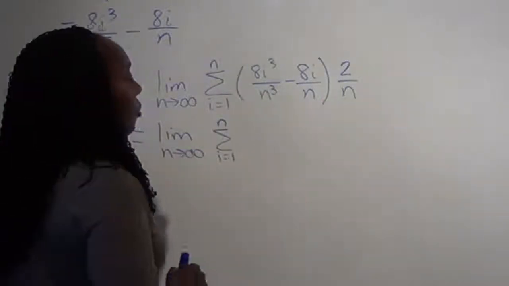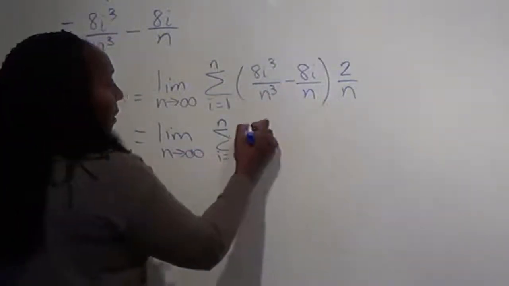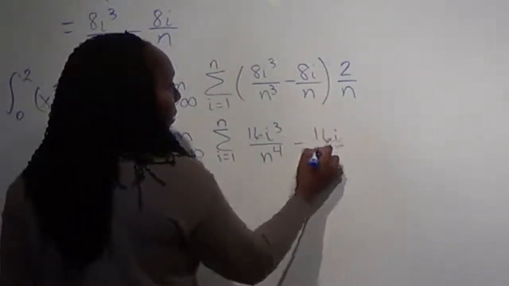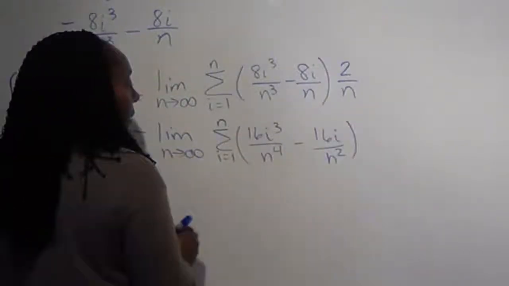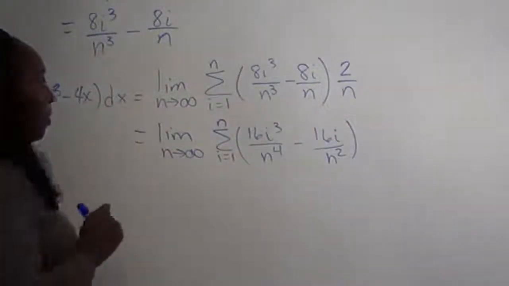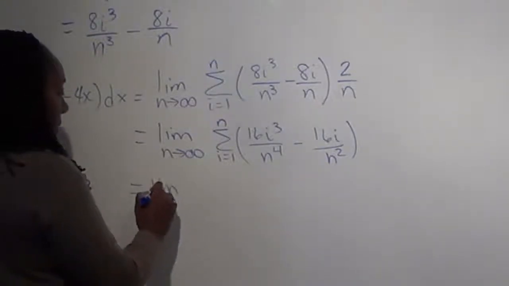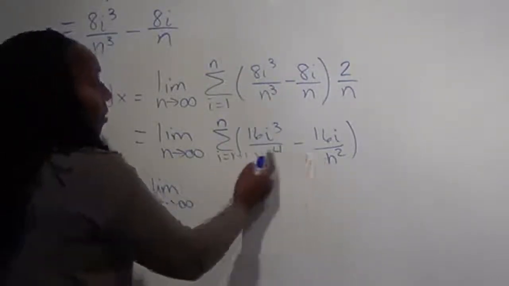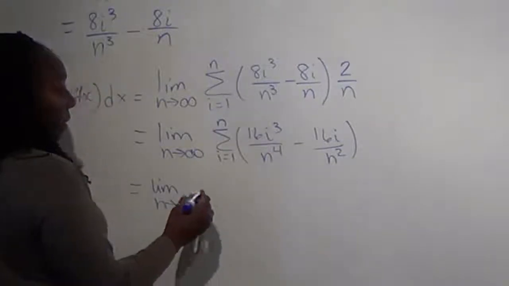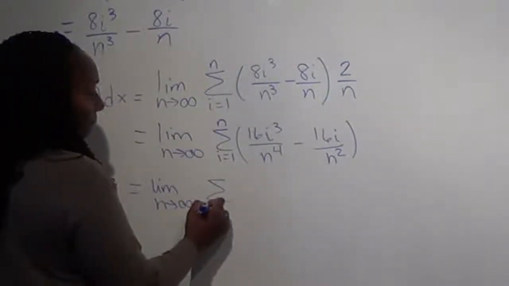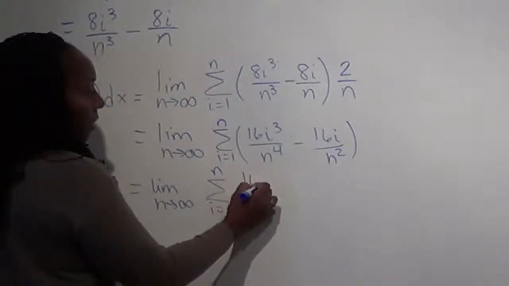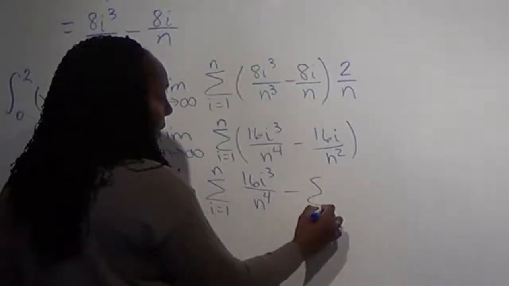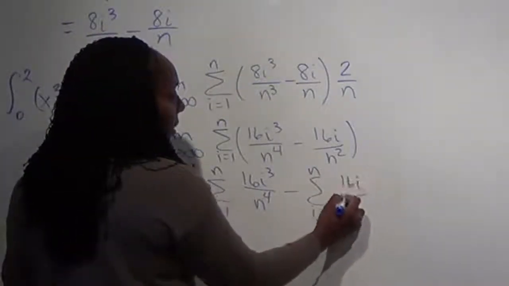Okay, so first thing I'm going to do is just multiply my f by my delta x. So we'll get 16i cubed over n to the 4th minus 16i over n squared. And then I'm going to use my summation properties to rewrite. Remember, for the summation properties, if I've got a sum or a difference, I can break those apart. So this is going to be the sum, i equals 1 to n, 16i cubed over n to the 4th, minus the summation i equals 1 to n, 16i over n squared.